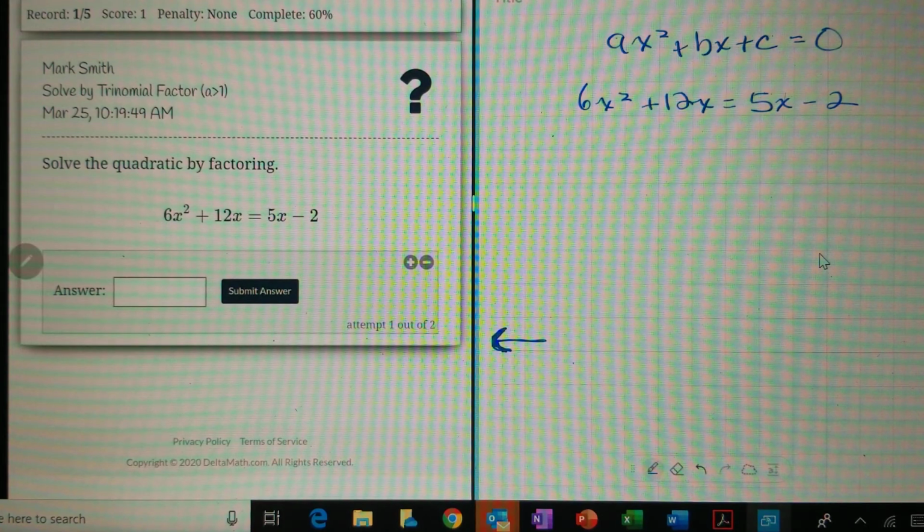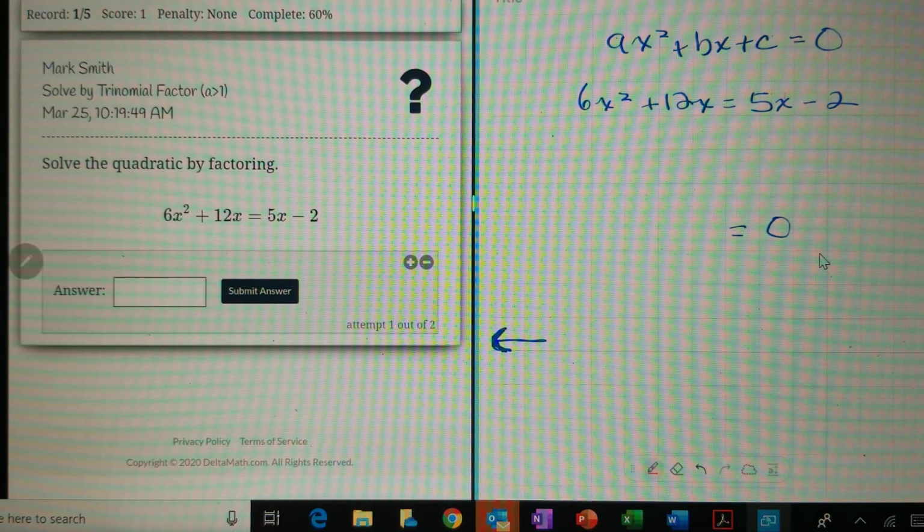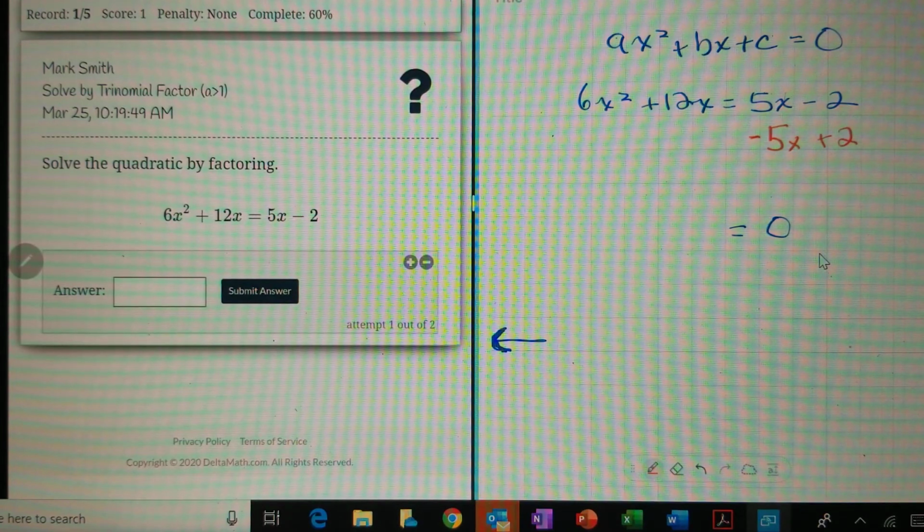So we have to figure out how to make this equal to 0. And that looks pretty simple. And we could take one step or two steps, but I'm going to show you how to do it one step. So we're going to have to subtract 5x, and we're going to have to add 2. Now that will give us 0 on this side, so that's great. On this other side, we have to subtract 5x, and then we have to add 2.